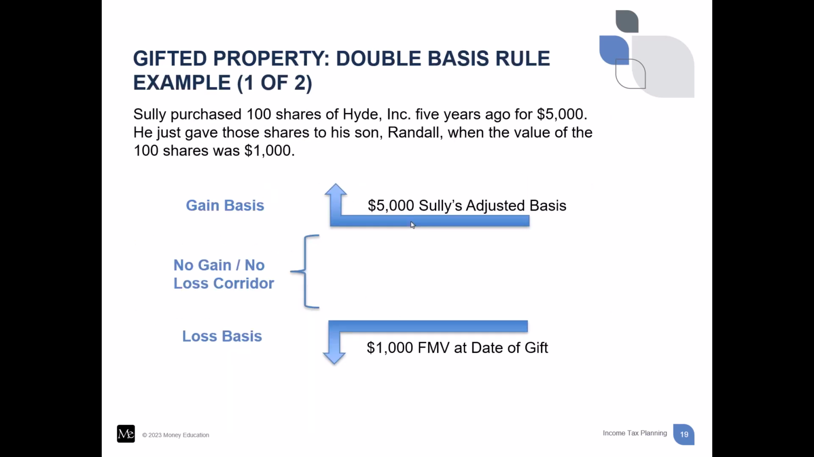All right, Sully purchased 100 shares of Hyde 5 years ago for $5,000. He just gave those shares to his son, Randall, when the value of the 100 shares was $1,000. So basically, this is the double basis. If you sell it for a loss, then your fair market value is used. So you start with 1,000. If you sell it for a gain, so you sell it for 6,000, then you use the adjusted basis of 5,000. If you sell it for 4,000, somewhere in between here, no gain or loss is calculated.